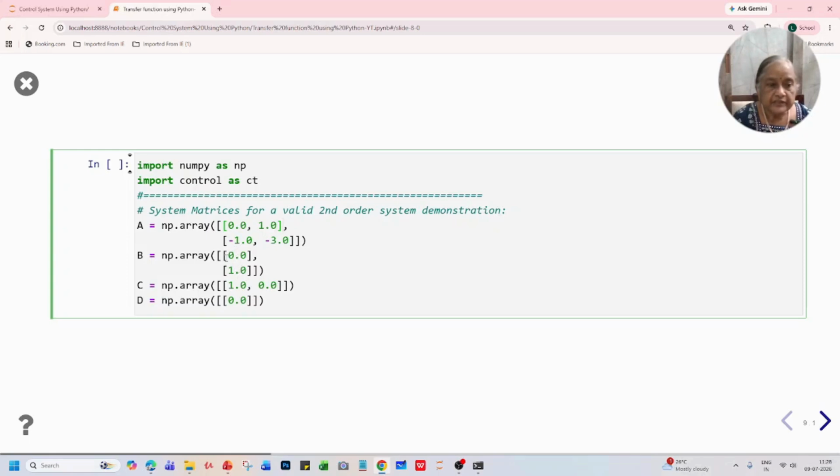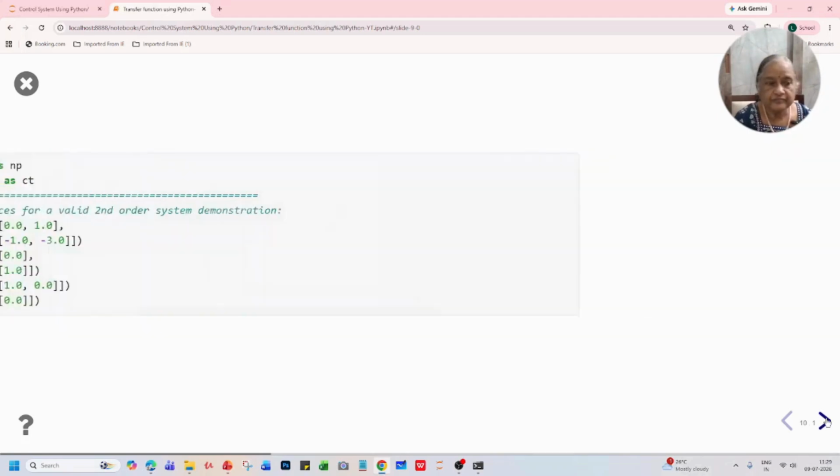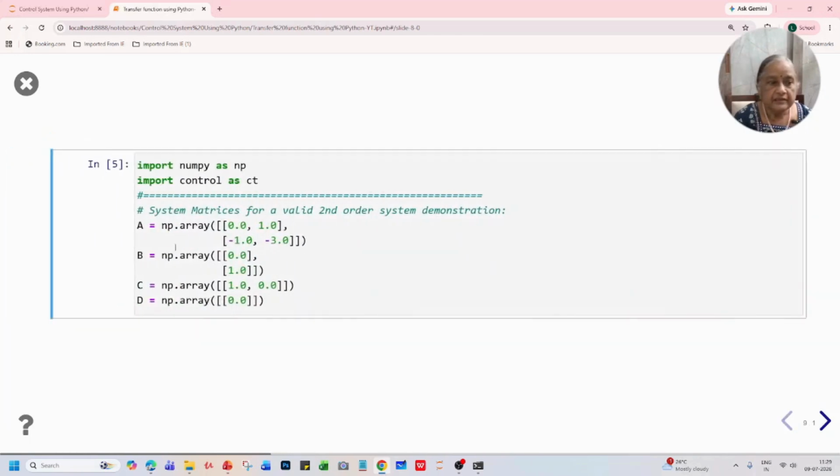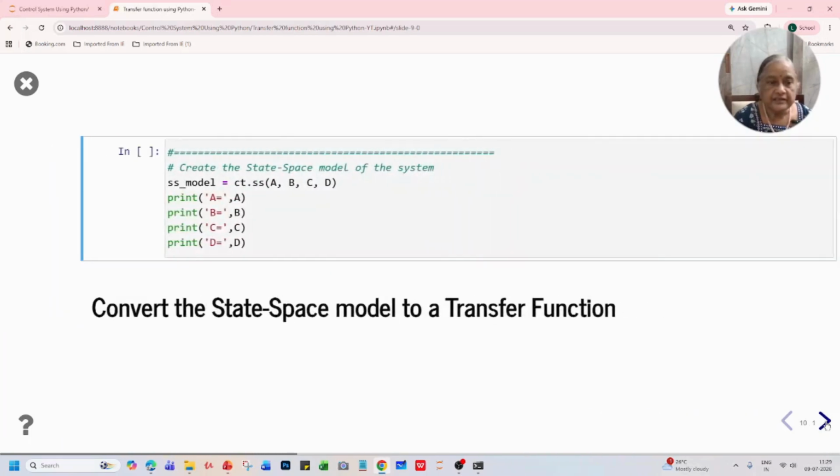A column vector with one element in each row. You see the first element is 0.0, then a comma, and the second row is 1.0. So this is a 2 by 1 vector, and this is a 1 by 2 vector. And the D matrix is 0, so we pass the 0 element to this np.array. So let us see how it prints the matrices. Shift and enter. I have not given the command to print it, so it has not printed, but it has taken the elements.